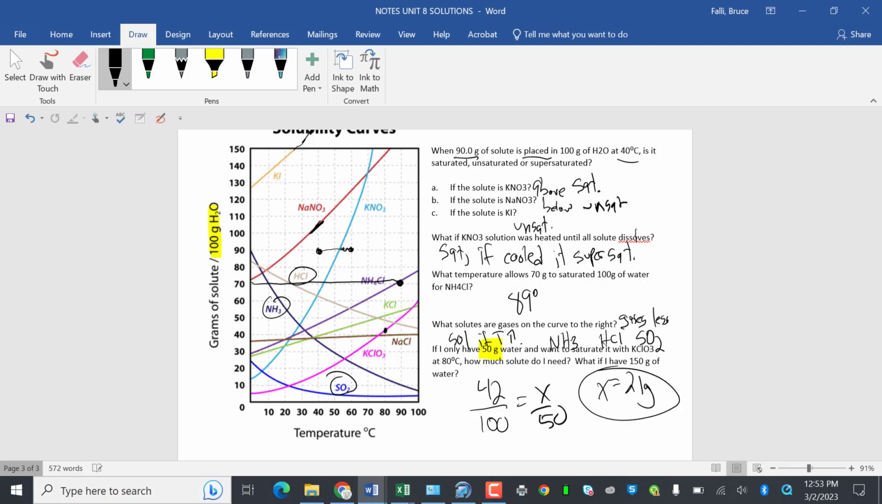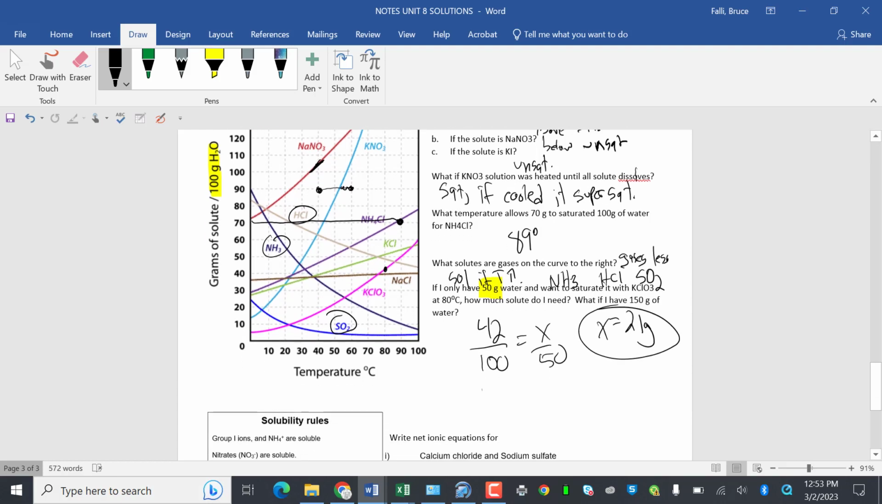What if I have 150 grams of water? Still the same deal. 42 over 100 equals x over 150. I'm going to bust out my little calculator here for this one. So 42 times 150 divided by 100 is 63 grams in 150 grams of H2O.